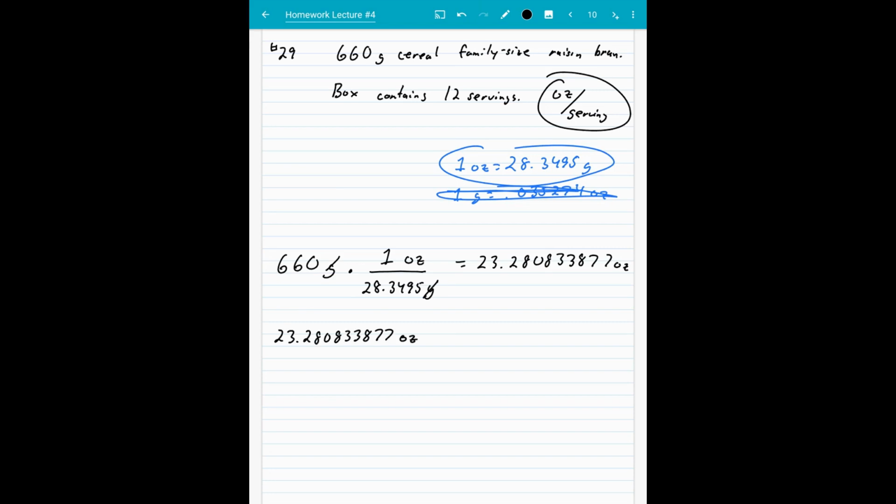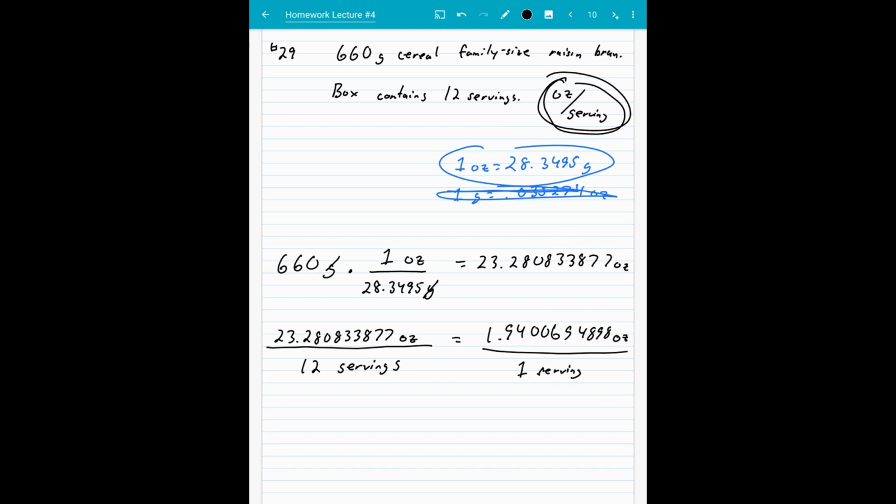33877 ounces, and we want to divide it by however many servings we have, because we want ounces per serving. So we're going to say divided by 12 servings, because there's 12 servings in the entire box. Now you can see we have ounces divided by servings. Divide that big number by 12, and you get 1.9400694898 ounces per 1 serving.